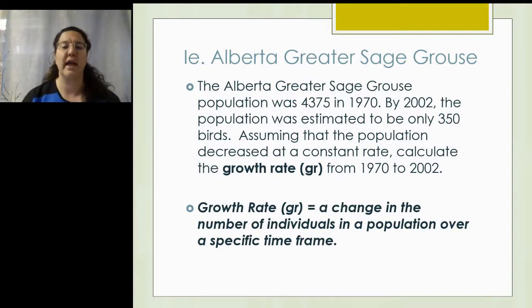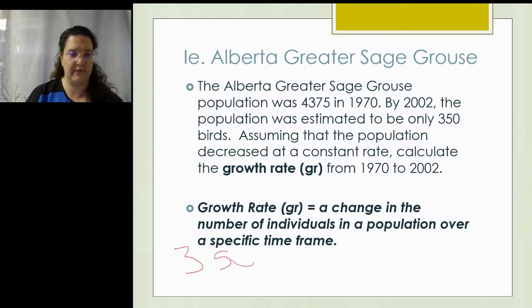We can also calculate the growth rate of a species. So if we look here at the Alberta sage grouse, the population was 375 in 1970, but by 2002, the population was only 350. So assuming that it decreased at a constant rate, let's calculate the growth rate. So we're going to take our final population total, so we're going to go 350 minus 375.